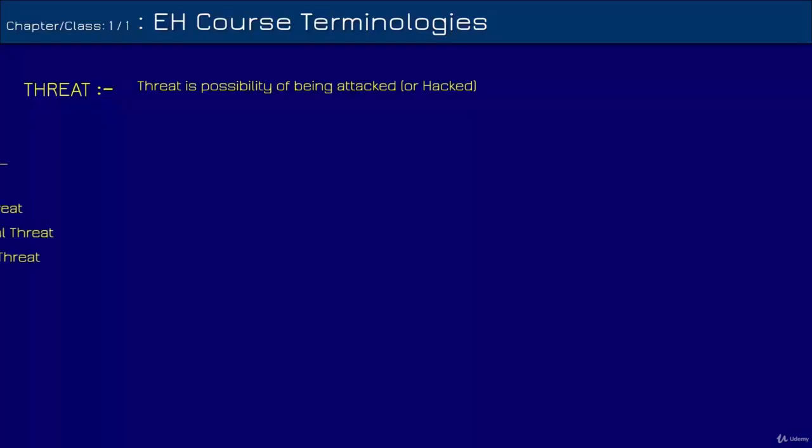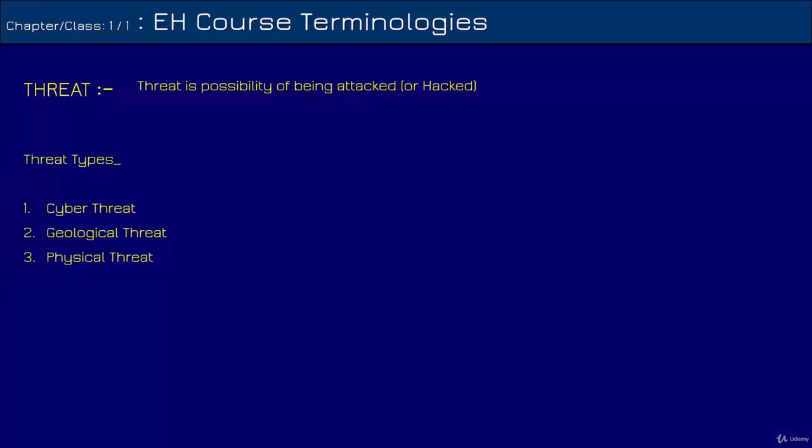There are three types of threats: cyber threats, geological threats, and physical threats. Geological threats and physical threats are due to factors like geological places where the network installation is placed and could be subjected to calamities like tsunamis and floods, while physical threats are due to factors like fire accidents, etc. While cyber threats are threats from the cyber attacks that are made intentionally or unintentionally on the target systems.